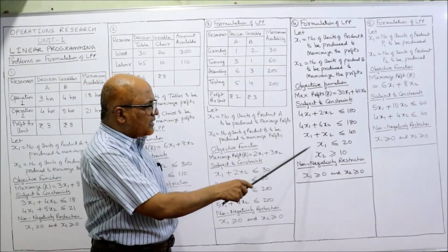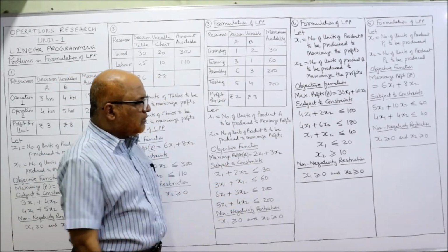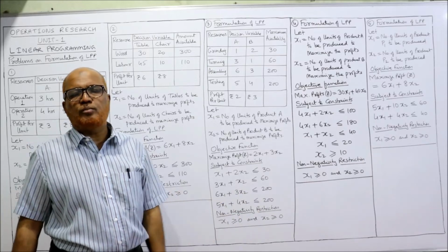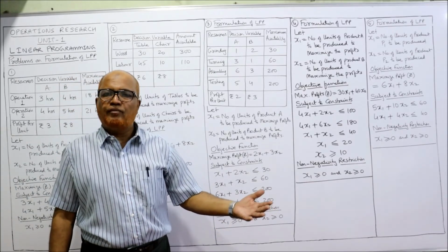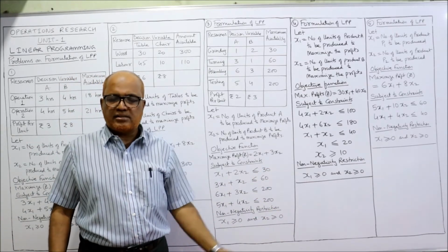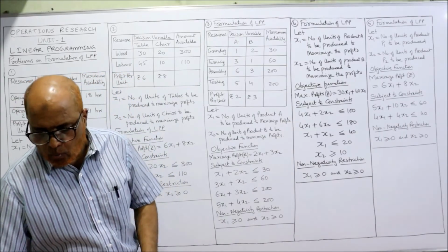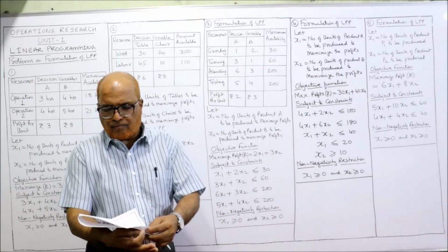These are the 5 restrictions available. Non-negativity restriction says x1 and x2 must be greater than or equal to 0. We cannot produce negative units. That's it. Now, one last problem, problem number 5.